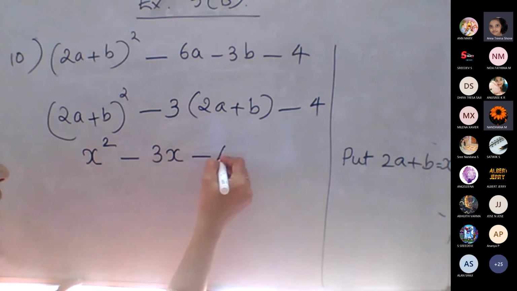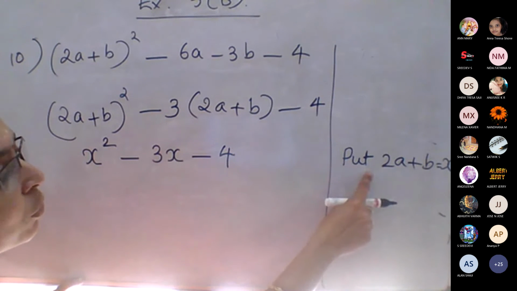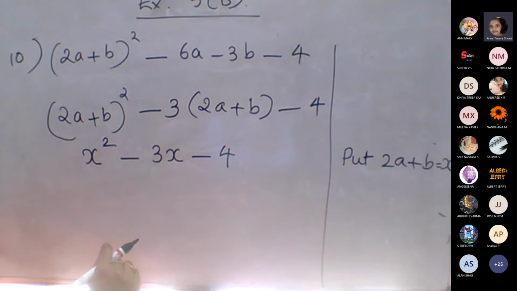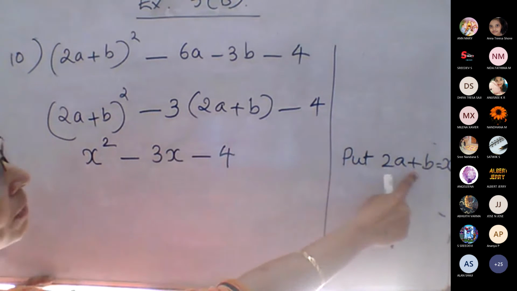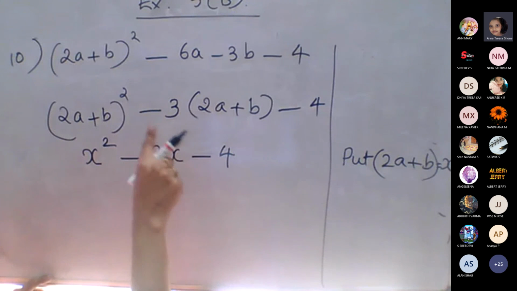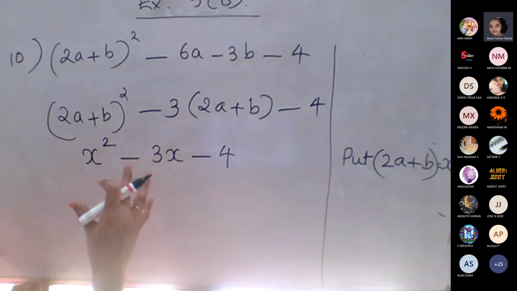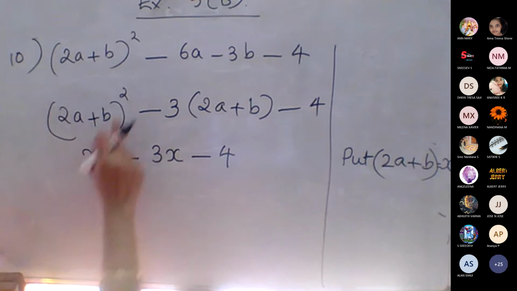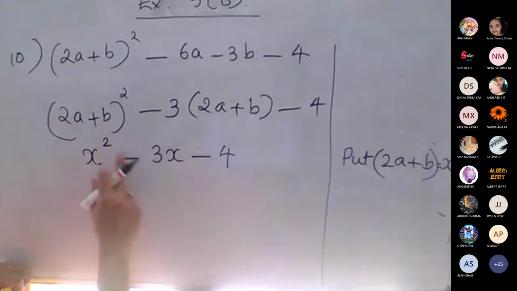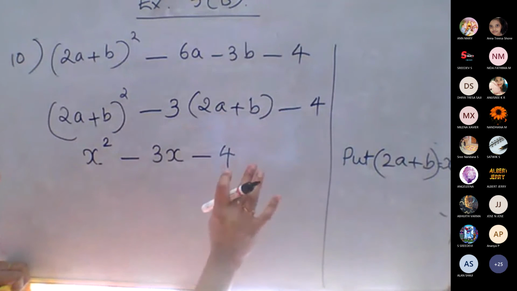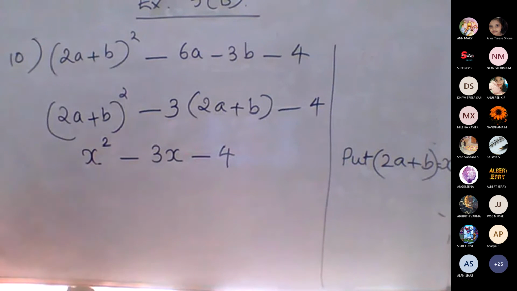That's why we are writing this: put 2a plus b is equal to x, otherwise we can't substitute. Ma'am, can you explain how 3x came there? Instead of 2a plus b, we are writing x. 2a plus b is x, and the square is also there, so we put x square. Minus 3 into 2a plus b as x. No power there, only 1, so we are not writing anything. Minus 4, no 2a plus b, so we are not writing anything.